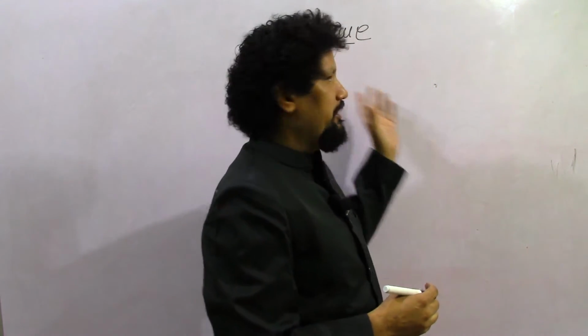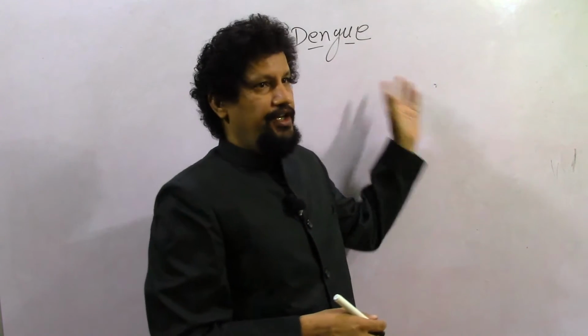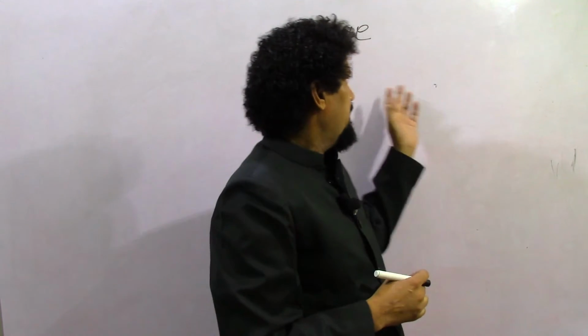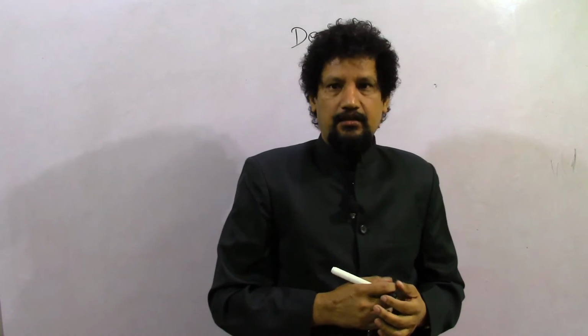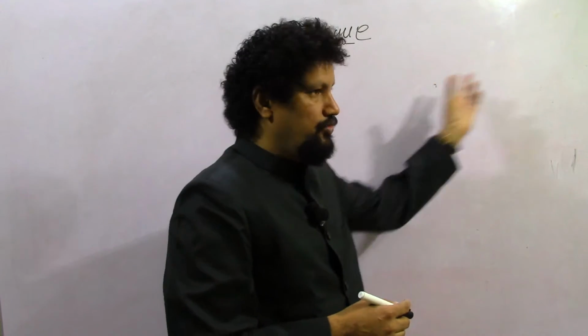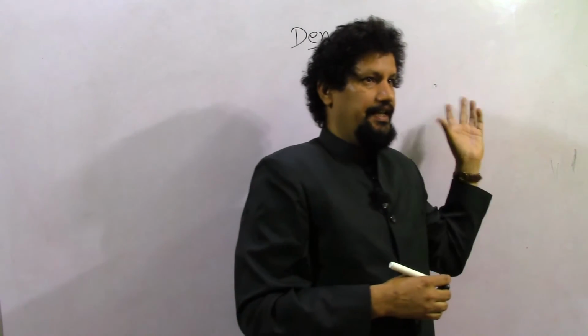Today I will talk about the most common arthropod-borne vector disease, dengue. Dengue is a worldwide febrile illness, making the maximum number of fever cases worldwide along with malaria. So there are two very common vector-borne diseases worldwide: one is dengue and the other is malaria. In this lecture, I will talk about dengue.